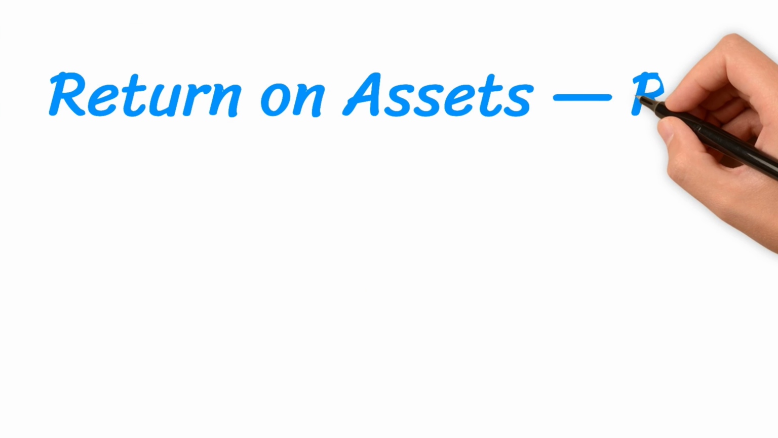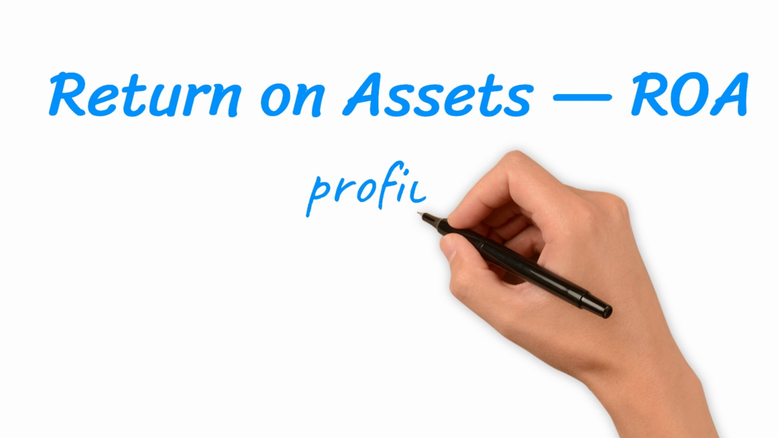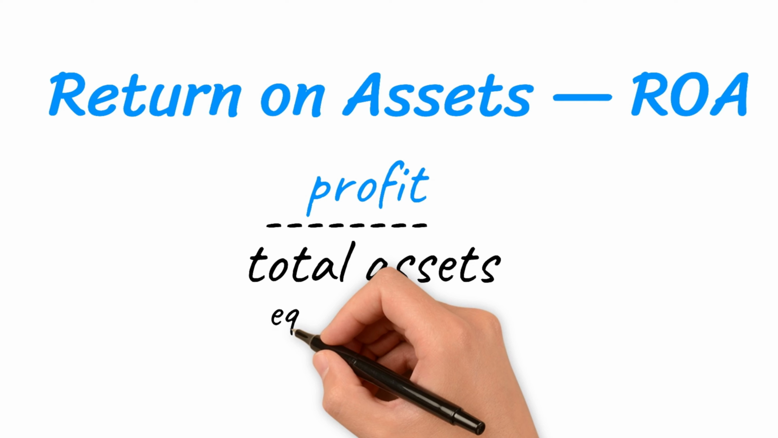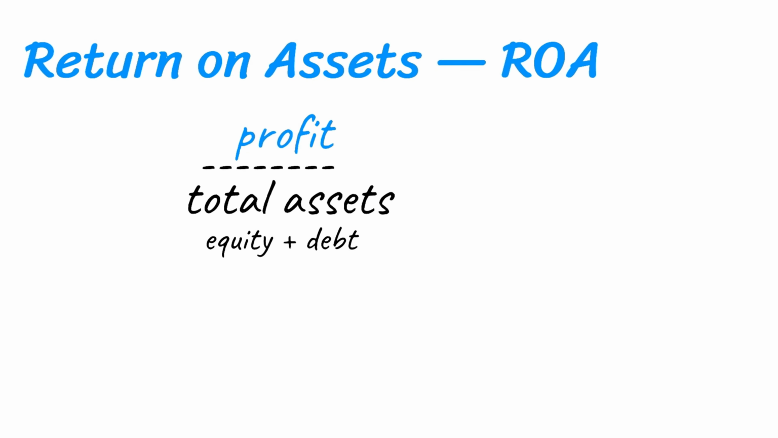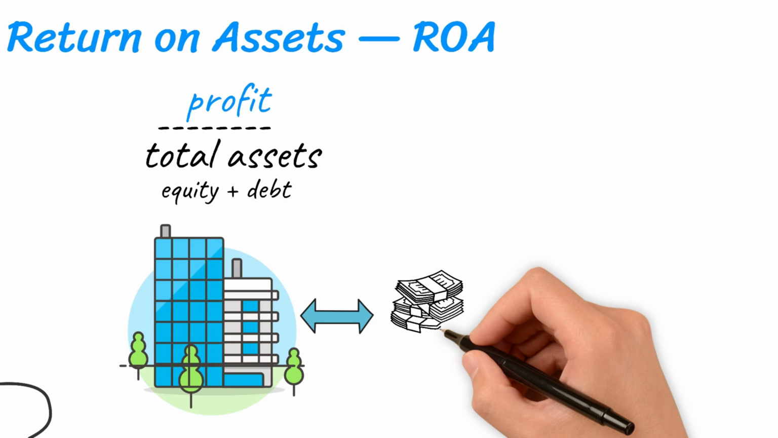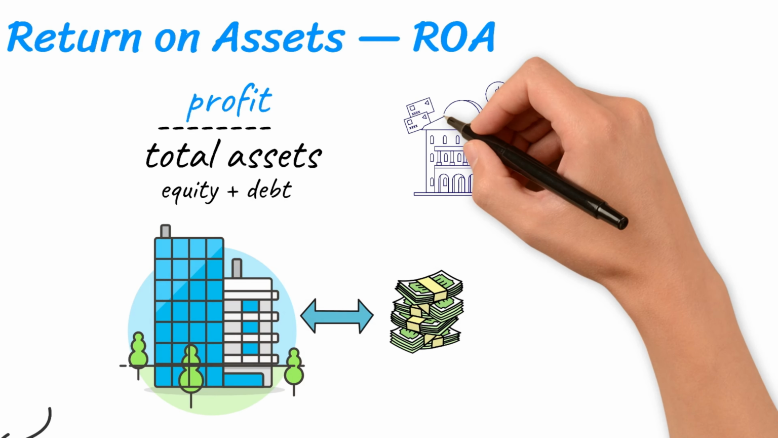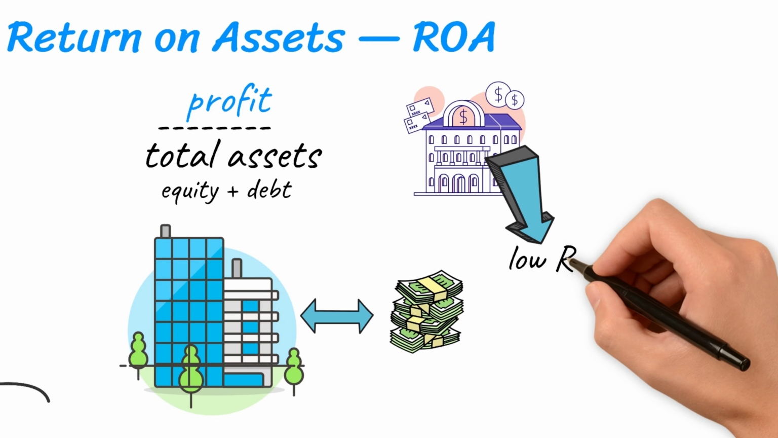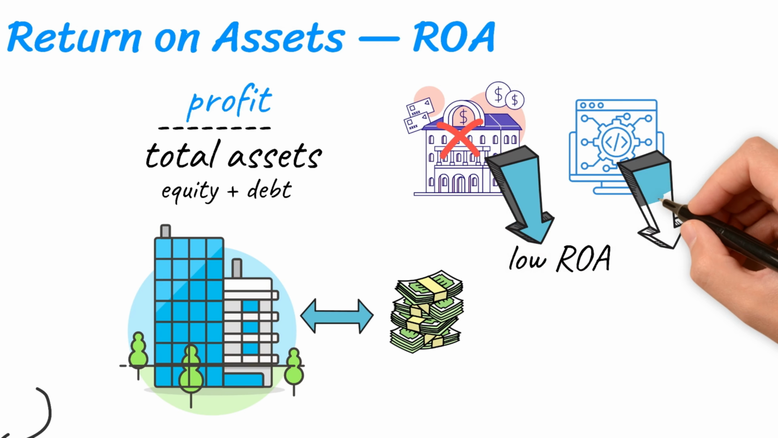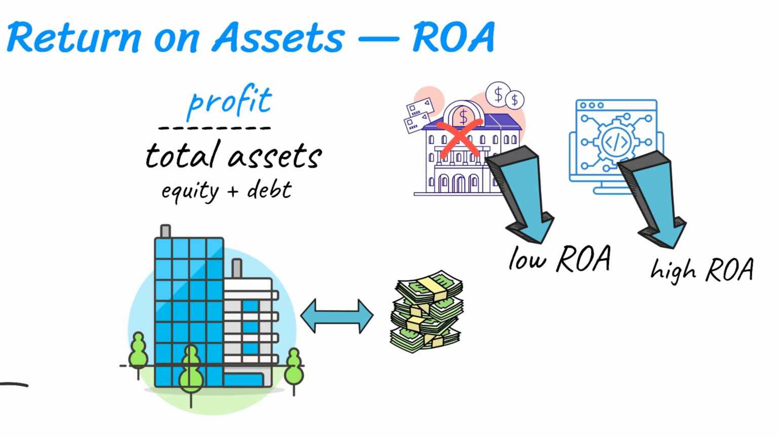Return on assets, ROA, is cleaner because it measures profit against total assets, everything the company owns, whether funded by equity or debt. It tells you how effectively this company converts its asset base into earnings. A bank with billions in assets and low ROA is not deploying those assets well. A software company with few hard assets and high ROA is essentially a money-generating machine per dollar deployed.